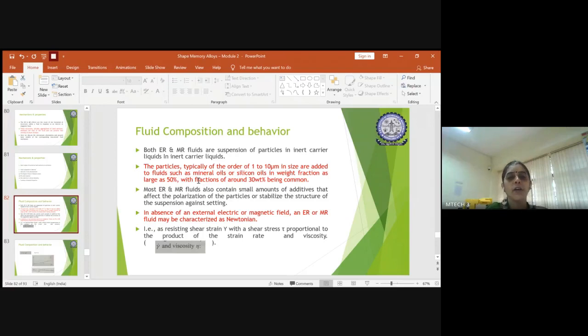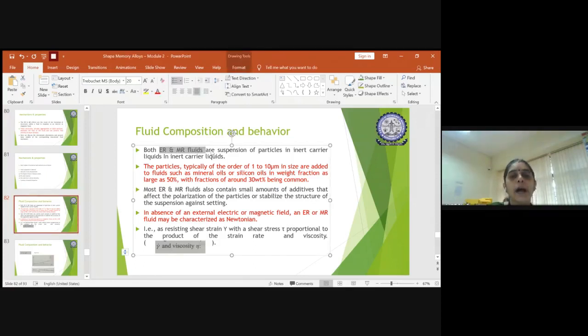So with this background, now we are starting with the fluid composition and its behavioral analysis. So here both ER and MR fluids are suspended with particles. The particles are solid particles, right? So these act as an inert carrier liquid. Whenever I say ER or MR fluid, one thing you have to keep in mind is that the fluids are suspended with some particles. It will be iron particles in case of MR fluid, and it will be some other conductive particles in case of ER fluid.